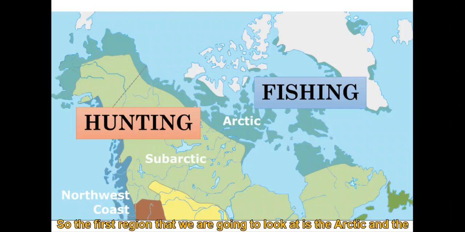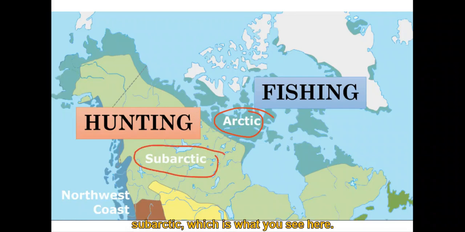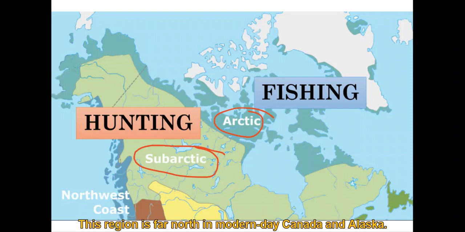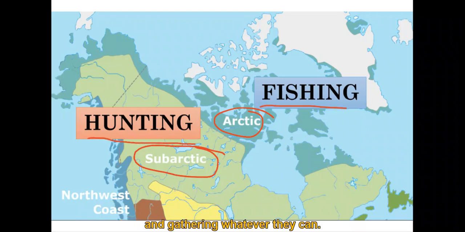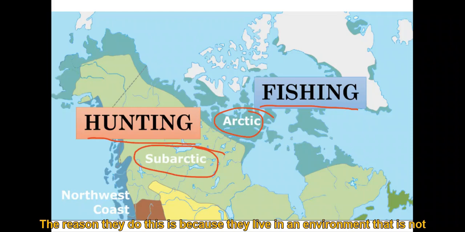So the first region that we're going to look at is the Arctic and the subarctic, which is what you see here. This region is far north in modern-day Canada and Alaska. Here we see tribes subsist or survive entirely on hunting and fishing and gathering whatever they can. The reason they do this is because they live in an environment that is not hospitable to agriculture. The climate makes crop production impossible.